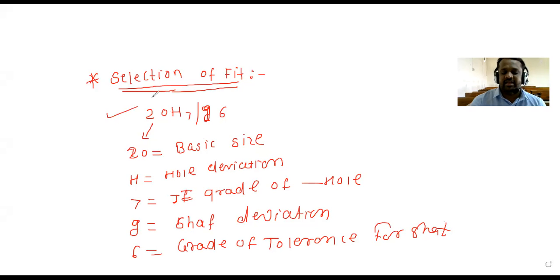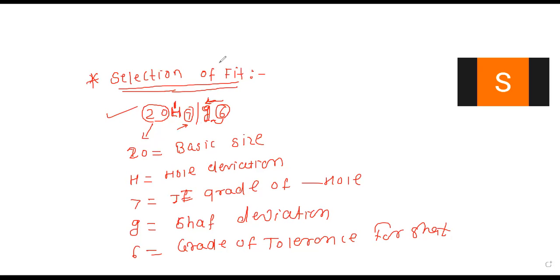If such an example is there, you have to understand that 20 is our basic size, H is the hole deviation, and g is the shaft deviation. Whatever small letter is there indicates the deviation for the shaft, a capital letter indicates the deviation for the hole, and the numbers indicate the IT grade of tolerance. H for hole, g for shaft. So, understood the meaning of that question? Yes, sir.